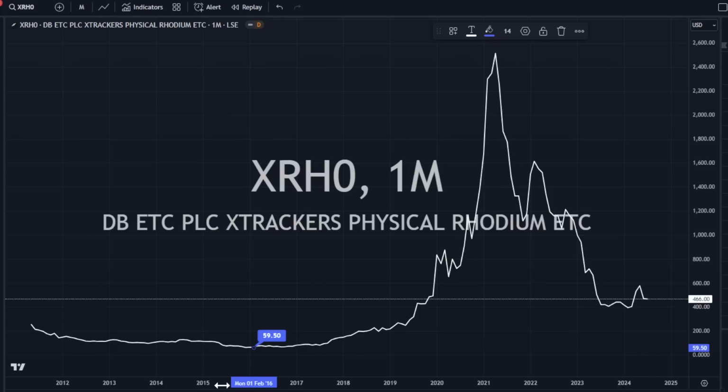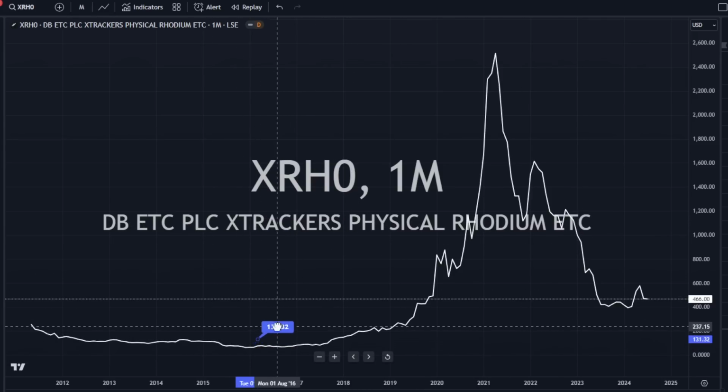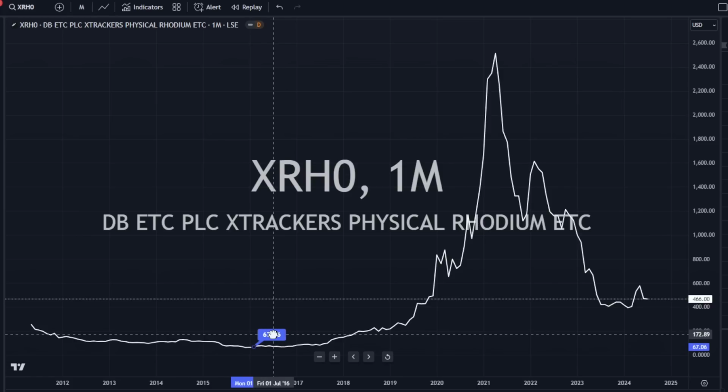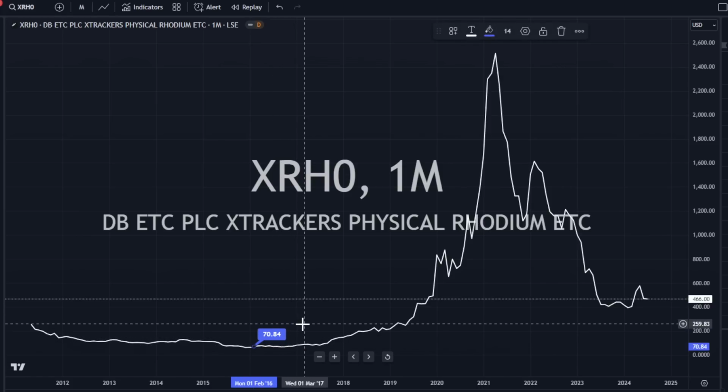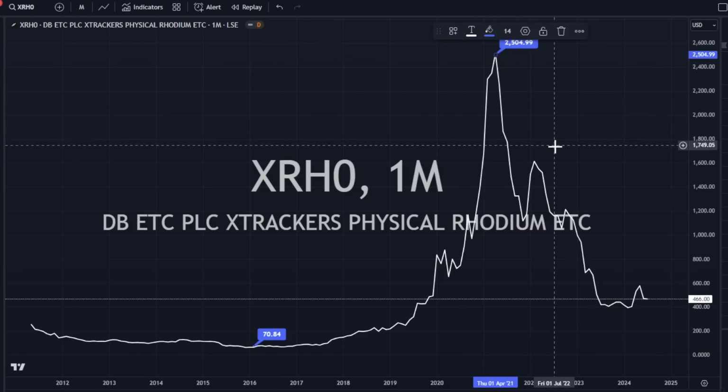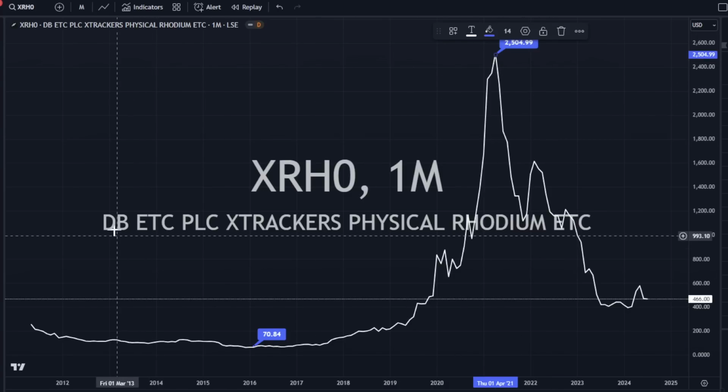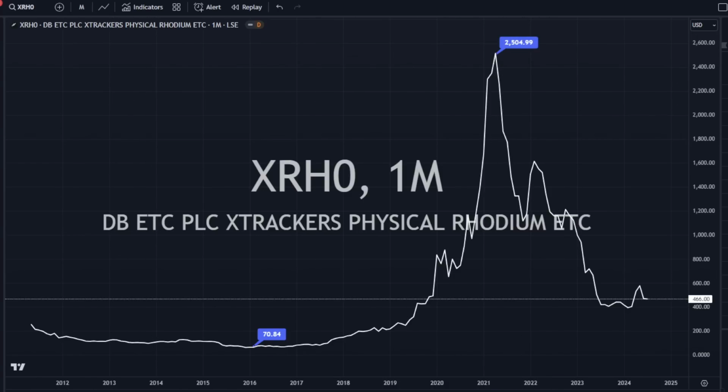We were at this. So rhodium wasn't priced here. I'm using the physical rhodium tracker here. It was $59, roughly speaking, for this rhodium price here in 2016. Depending on where it is, let's just say $70 right there. And then if I put another one at the peak here, it was $2,504 was the ultimate peak.